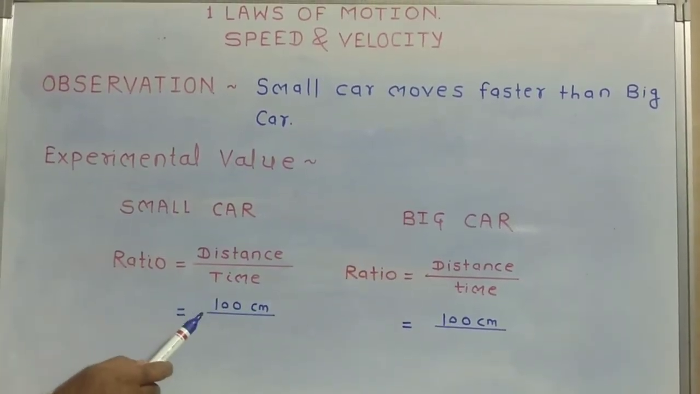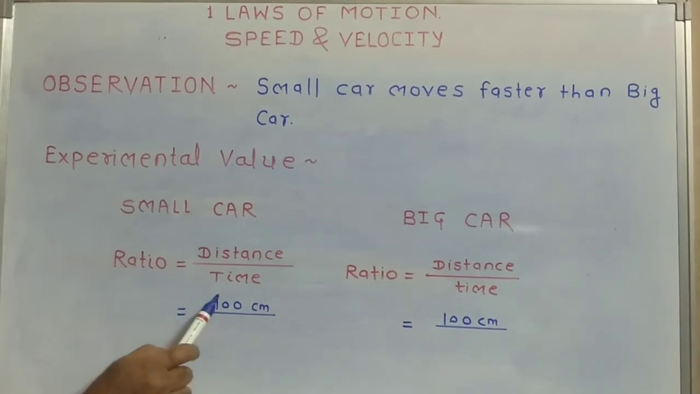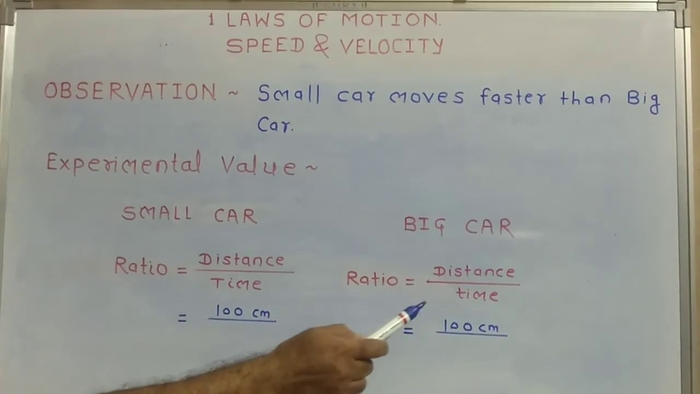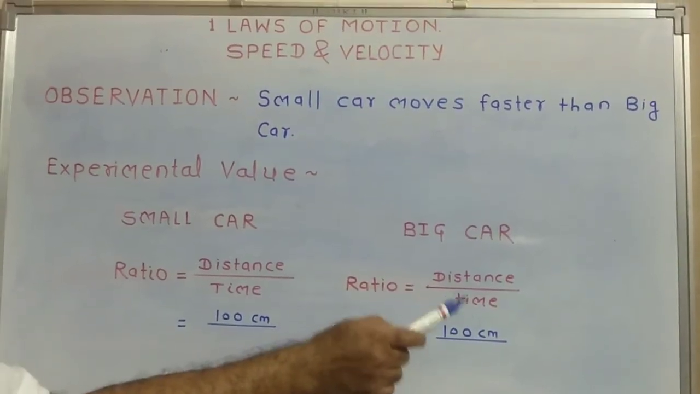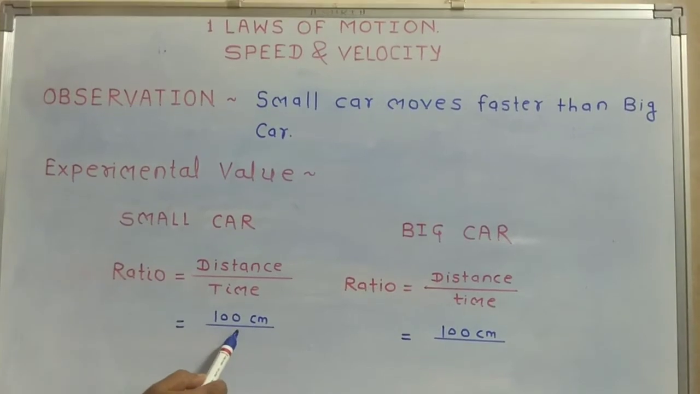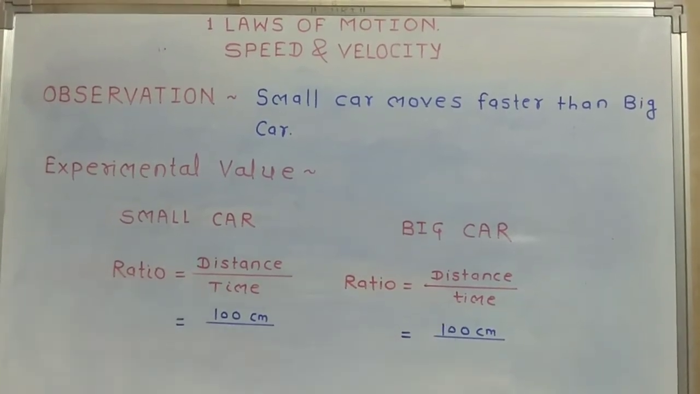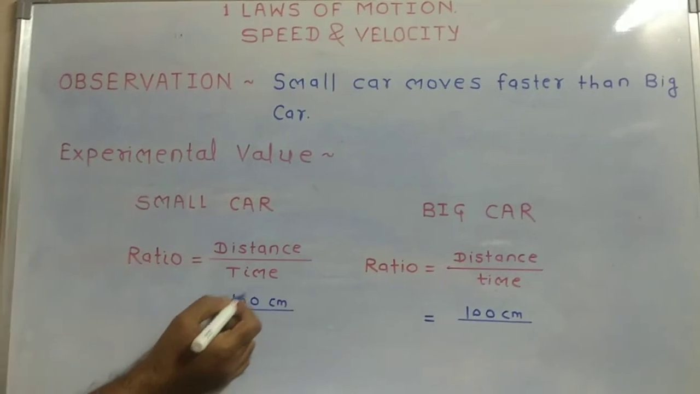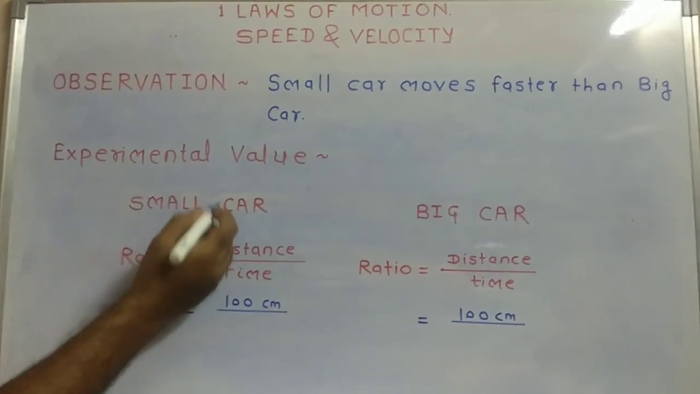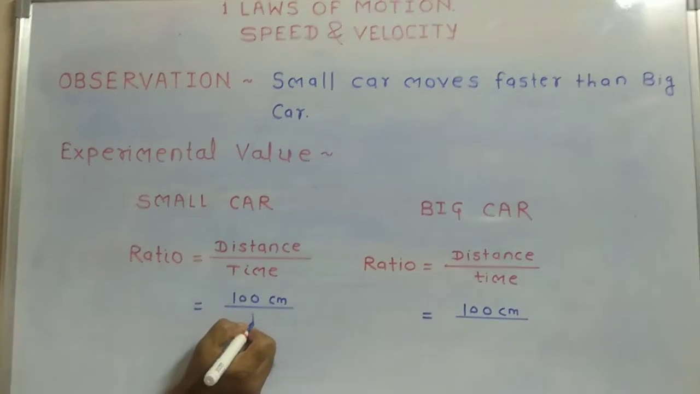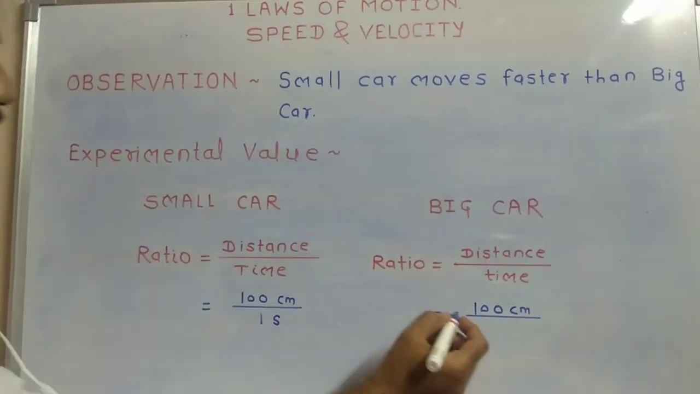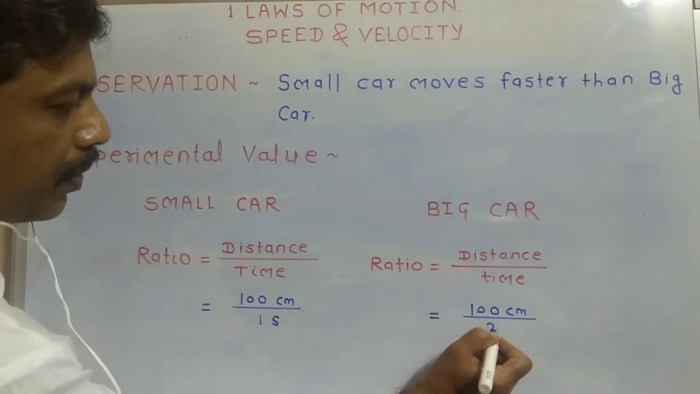Here, when I performed the experiment, the length of the table was 100 centimeter, and in this case also the length of the table was 100 centimeter. Now I will just find out the time. After performing the experiment, we found that the time taken to cover 100 centimeter by the small car comes out to be how many seconds? 1 second approximately.